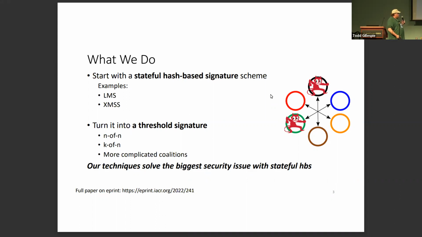Okay. Threshold signatures are super useful. They should actually be much more widely used than they are. They're very useful both for security, right? Because you can have a device compromised and still survive. And they're also very useful for redundancy. So if a device gets dropped off a cliff or something, you can still keep signing.